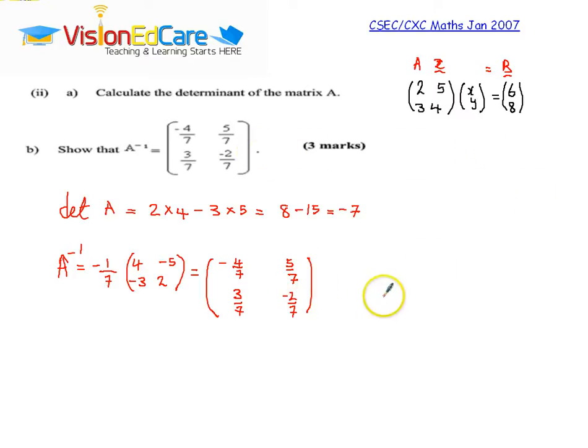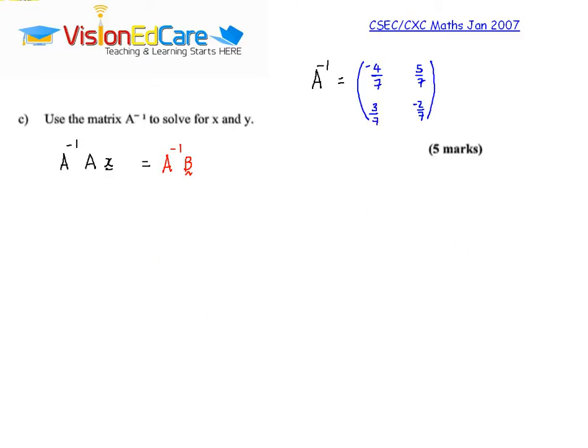So let us move on to the next part of the question now, which is part C. You're asked to use A inverse to solve for x and y. So we know that A inverse is what we have here. To solve for x and y, we use the inverse of the matrix to multiply the original equation, which was AX equals B. Remember, you were asked to write the matrix in the form AX equals B, where A was a 2 by 2 matrix.